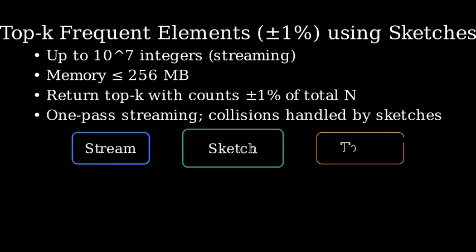The high-level plan is a 3-block pipeline. Stream items enter a sketch that maintains approximate counts. A small top K data structure keeps candidate heavy hitters. At the end, we query the sketch for their counts and report the top K.